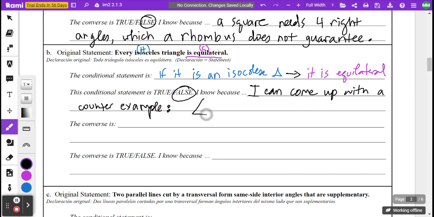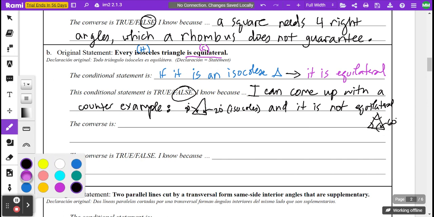Here's one. Consider this triangle. I'll say that it has 20 degrees here and 20 degrees here. Well, this is isosceles. And it is not equilateral, because an equilateral triangle needs to have all 60-degree angles.